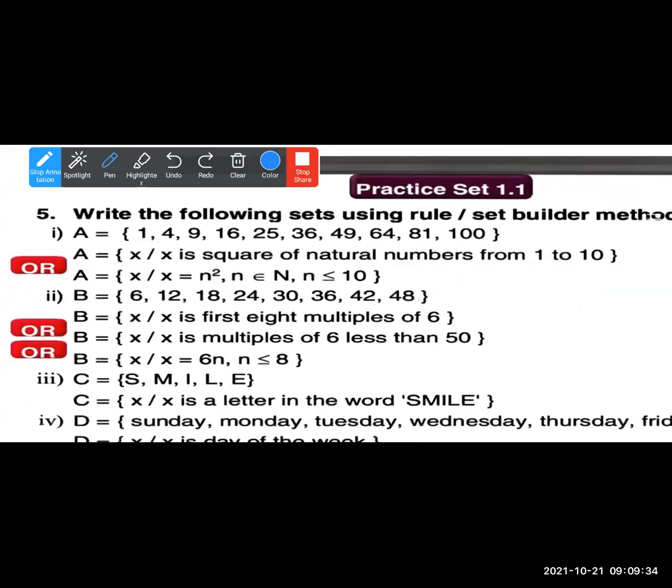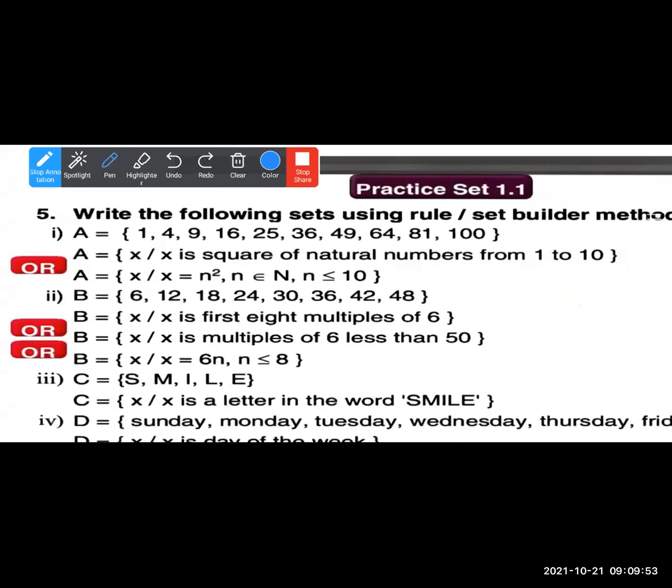Okay. If between 1 to 10 is coming, then you have to take only 2 to 9. Okay. If less than 10 is coming, then you have to take 1, 2, 3, 4 to 9, but not 10.